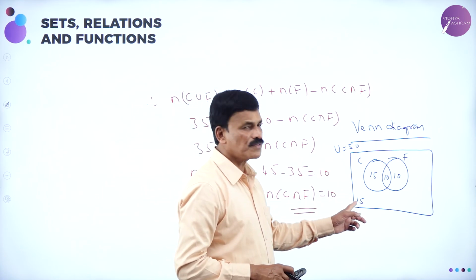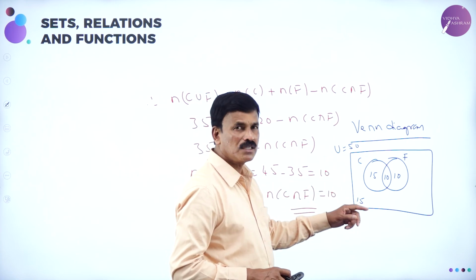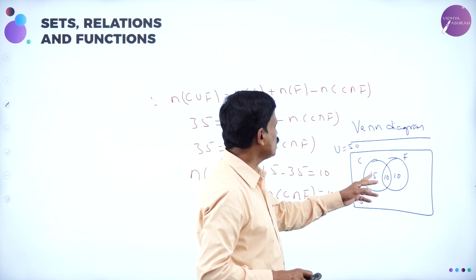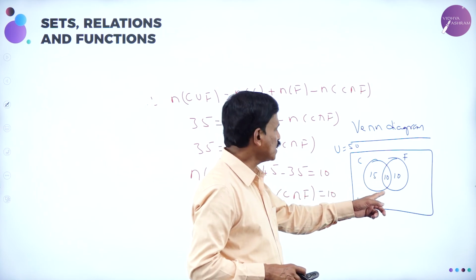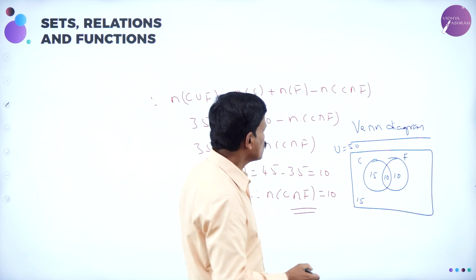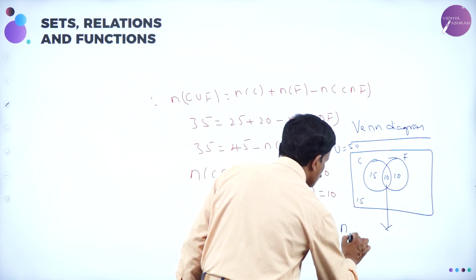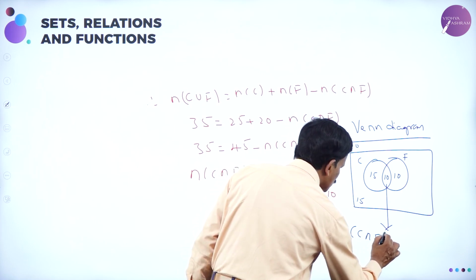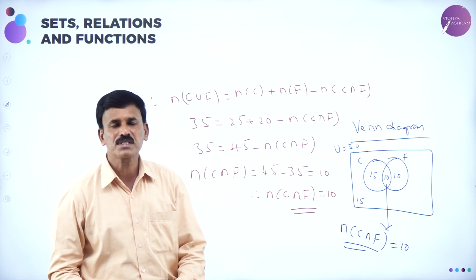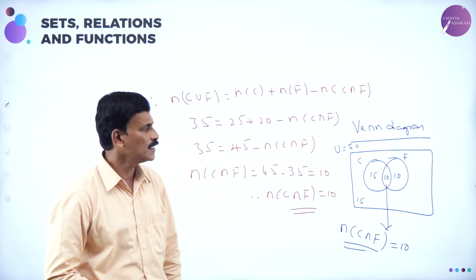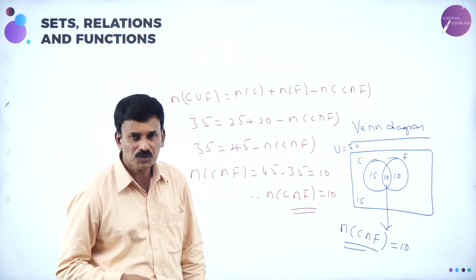The number of students who do not play any game is 15. The number of students who play games is 15 plus 10 plus 10, which is equal to 35. Ten students play both cricket as well as football. This is the intersection, which represents the number of students who play cricket intersection football, that's equal to 10. This is how we represent it in a Venn diagram also. This is how we are going to solve a practical problem in sets.